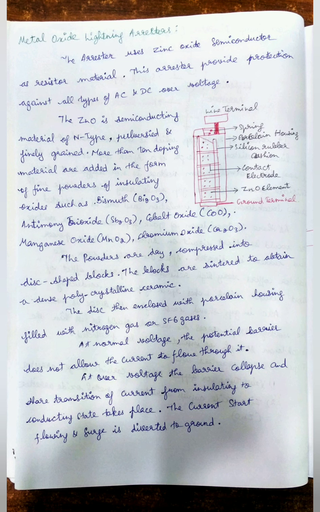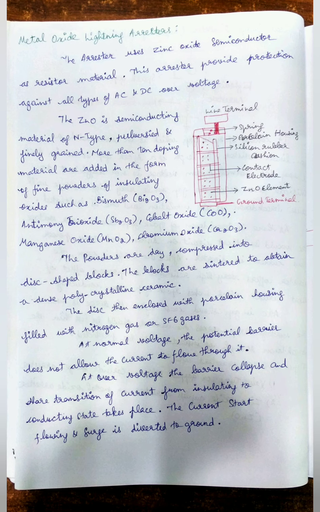Then the metal oxide surge arrester or zinc oxide surge arrester. The arrester uses a zinc oxide semiconductor as the resistor material. The arrester provides protection against all types of AC and also DC over voltages. So zinc oxide is an N-type semiconducting material, finely ground, which means in a powdered condition.